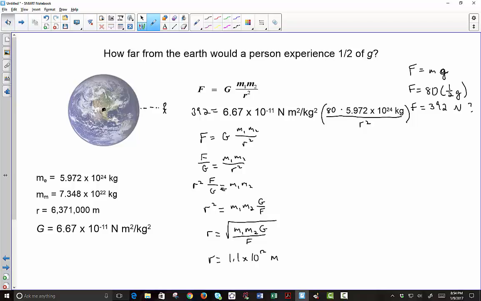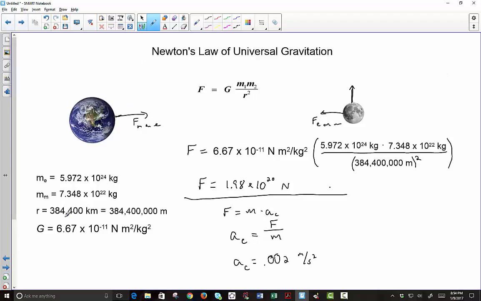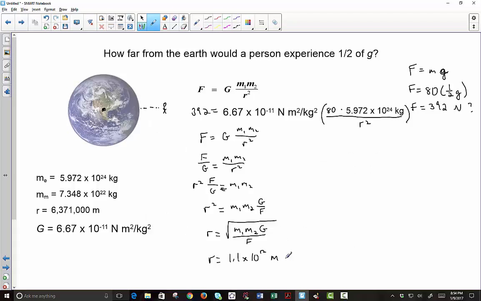Let's compare that to the moon. So distance to the moon, 3.8 times 10 to the 8th. So I'd have to be past the moon in order to experience half of g. Pretty interesting, huh?